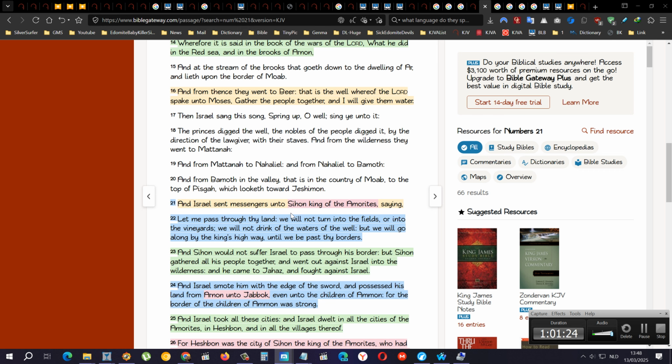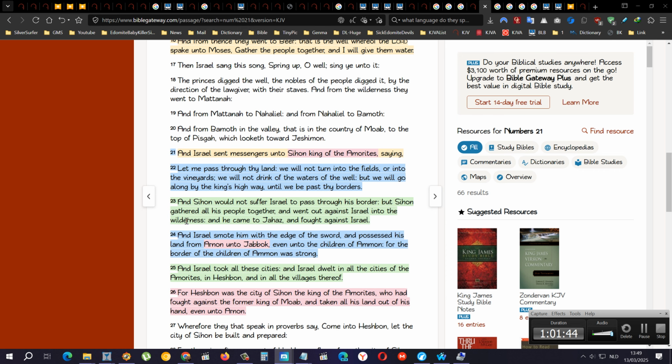And Israel sent messengers unto Sihon, the king of the Amorites, saying, let me pass through thy land. We will not turn into thy fields, or into the vineyards. We will not drink of the waters of the well. But we will go along by the king's highway until we be past thy borders. And Sihon would not suffer Israel to pass through his borders. But Sihon gathered all his people together and went out against Israel into the wilderness. And he came to Jahaz and fought against Israel.